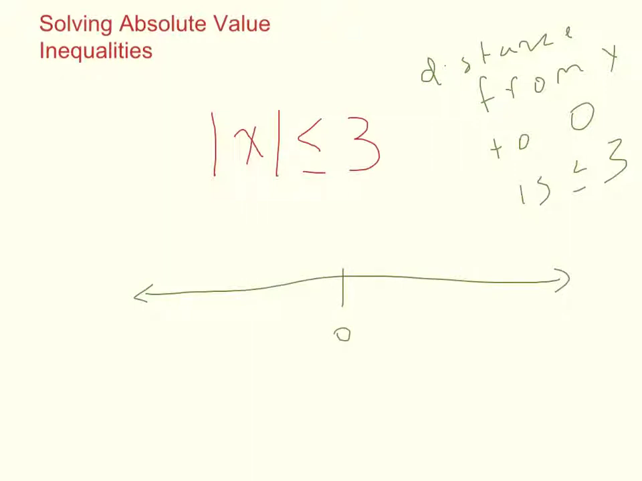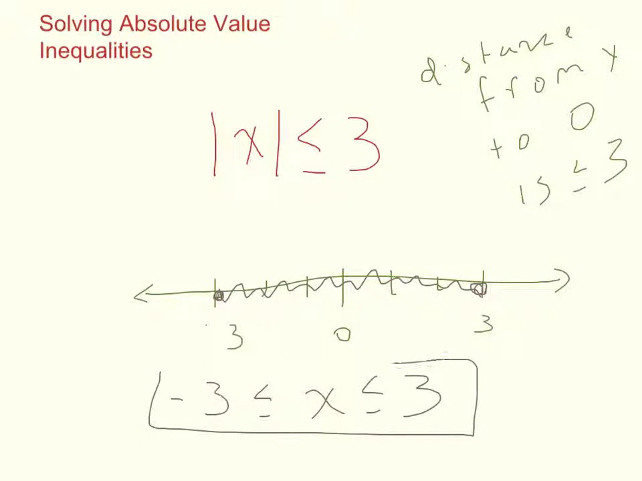We need a number that's less than or equal to 3 away from 0. So above 0 we could go over to 3, and below 0 we could go over to negative 3. So we're really just looking for the values that fall in between negative 3 and positive 3. And the easy way to write that is negative 3 is less than or equal to x, which is less than or equal to positive 3.